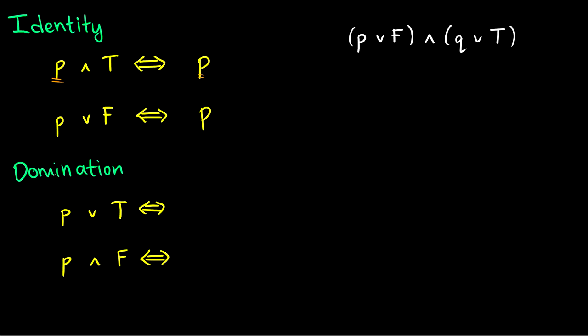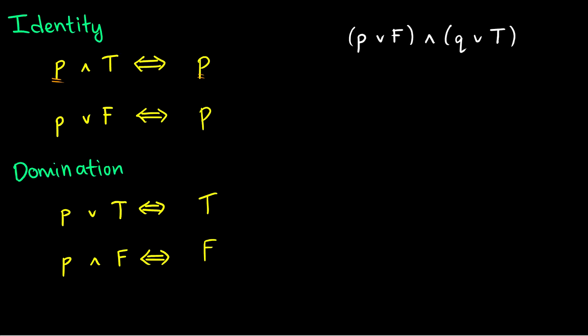Domination laws are a little bit different. So in domination laws, whatever P is doesn't matter. Because if we have P or true, well, true is always true. Therefore, this will output true. P and false, well, false is always false. Therefore, this will output false. Now we can see how the truth and falsity are dominating over our formula.